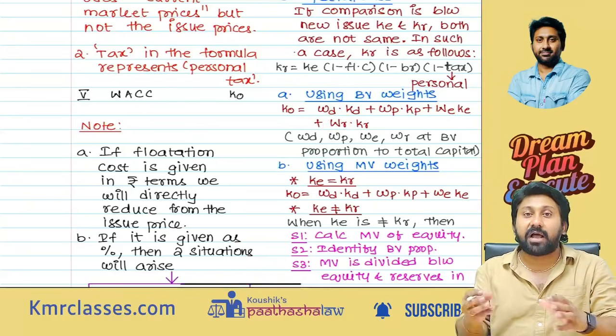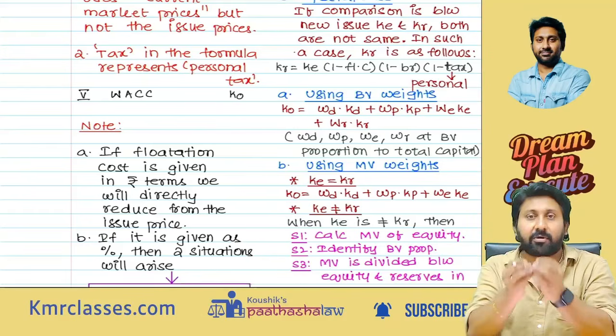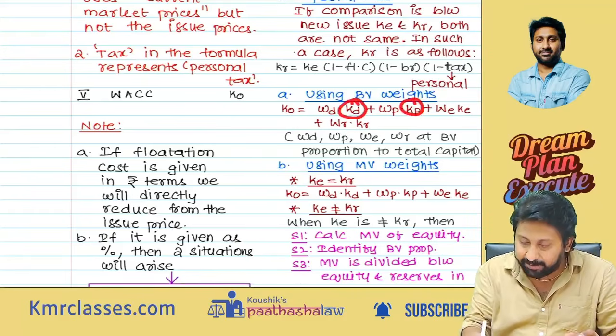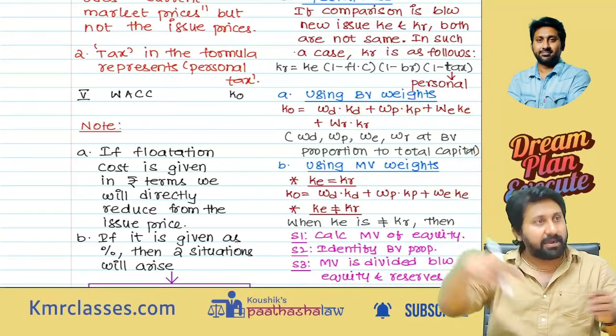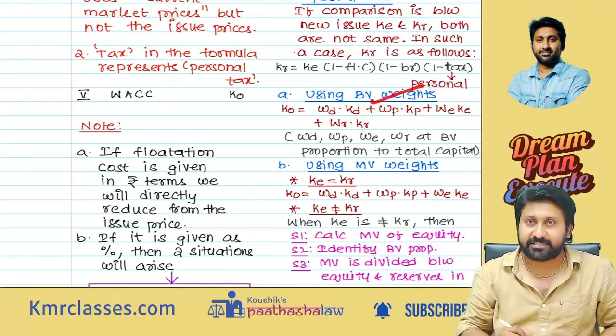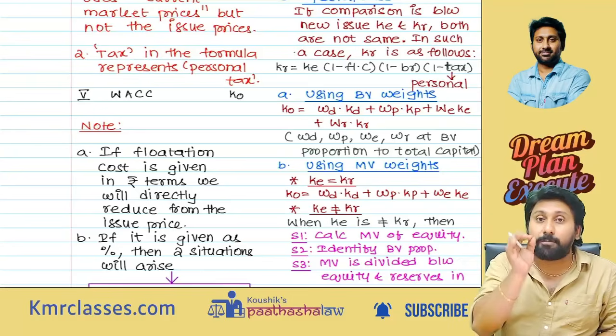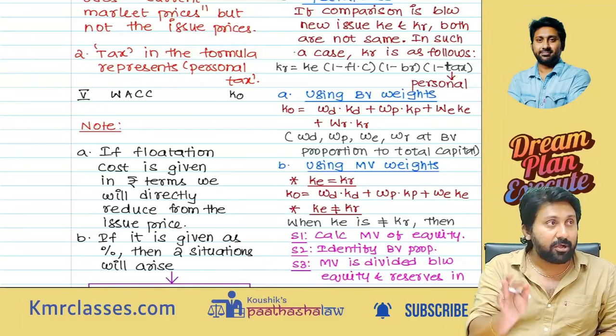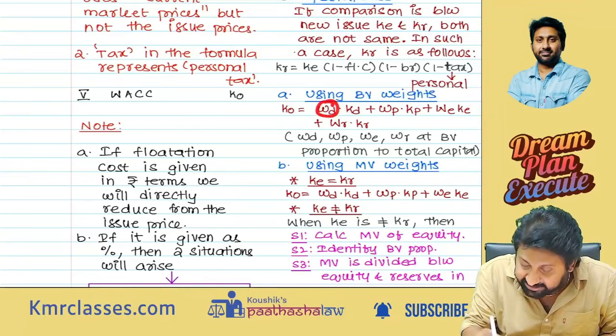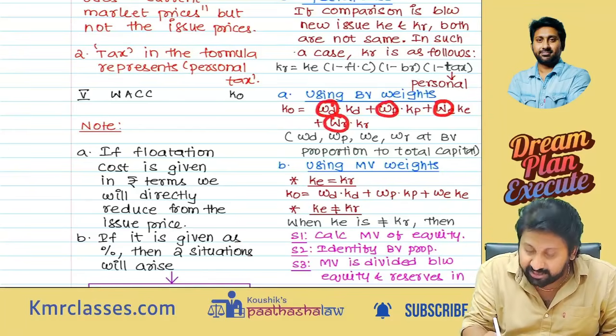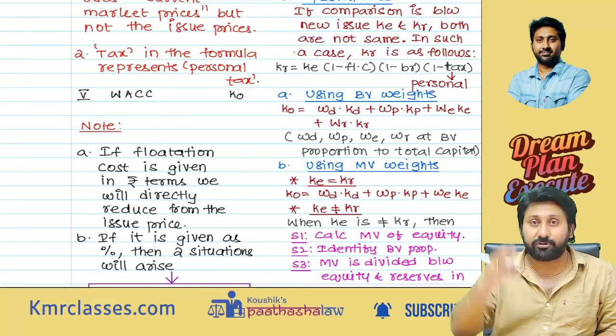So weight means the proportion of the total amount. KD, KP, KE, KR we have already calculated. Multiply them, and you will get the book value weights. Sir, what is the difference between book value weight and market value weight? In a book value weight, I repeat again, the weights are calculated on the basis of book values.